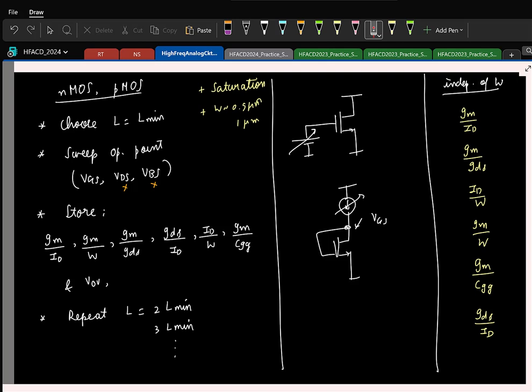There could be a slight difference, because 180 to 200 is not that much. It will not change so much, but there will be a change. There is no restriction. Instead of choosing 2 times L minimum, you can choose 1.5 times minimum length. It's all up to you. Length is small, but widths need not be small.